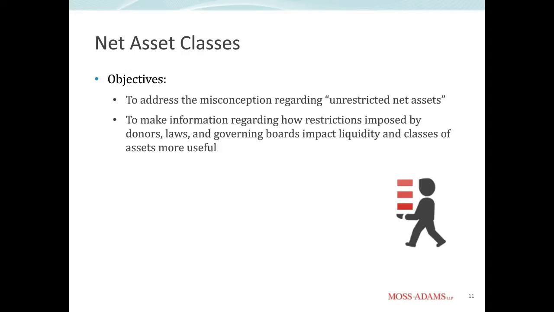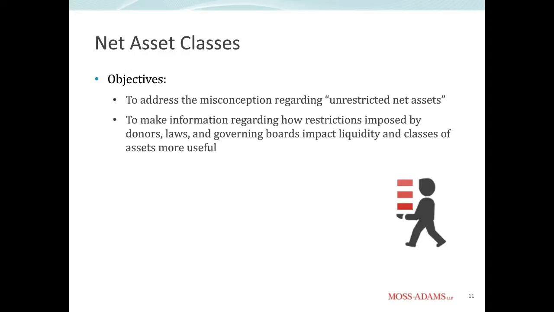So the first change we're going to discuss is the net asset classification. These changes are expected to enhance the readers of the financial statements' understanding of the donor restrictions. So the objectives of the change in the net asset classification are really to address any misconceptions about what is considered unrestricted and the availability of these funds. The FASB believes that some financial statement users have in the past interpreted the term unrestricted to mean the absence of any restrictions, so things like legal or contractual restrictions. This has also led to some confusion on liquidity and the availability of these funds.